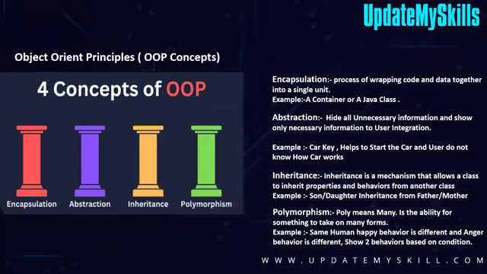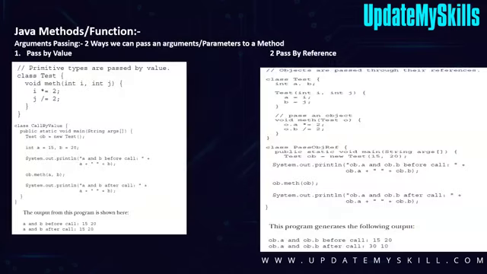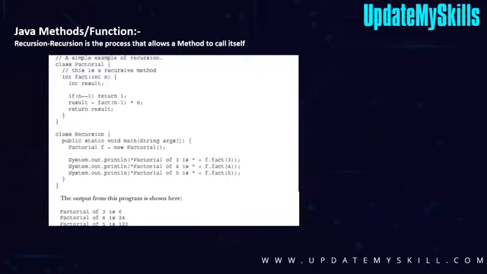So I hope everyone has understood conceptually what these four concepts of the object oriented principles are. Today we go a little bit deeper into these concepts and how we are going to implement all these concepts. Yesterday we talked about pass by value and pass by reference. I hope everyone is pretty clear about this.